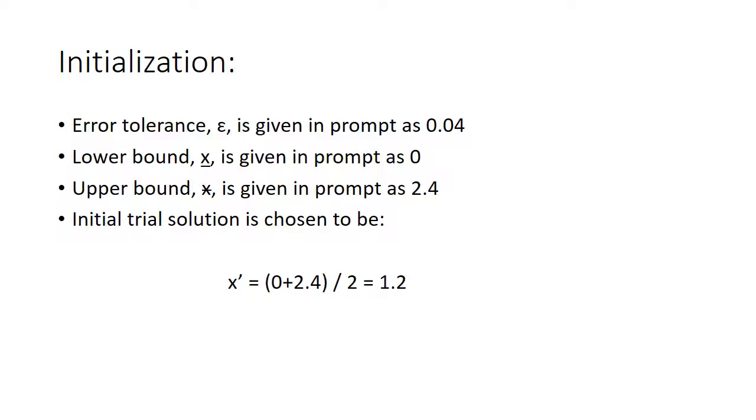In order to initialize, we have to know a few things. We have to know the error tolerance, which is given to us in the prompt as 0.04. We also need the lower bound, given as 0, and the upper bound, given as 2.4. Then we have to choose an initial trial solution. Typically, you take the given lower bound and the given upper bound and find the average. Here, that would be 1.2.